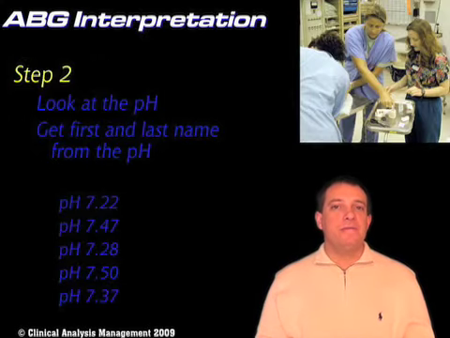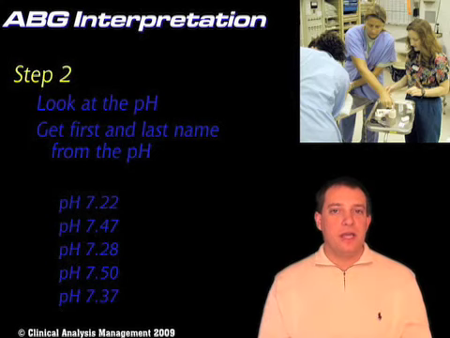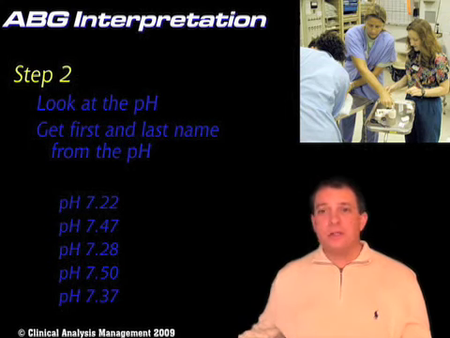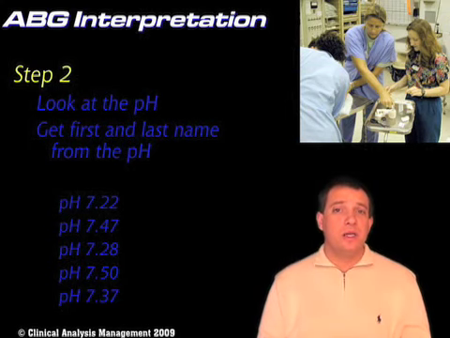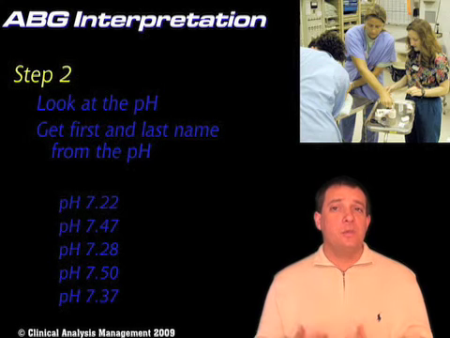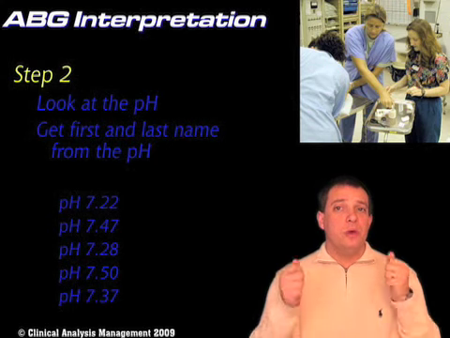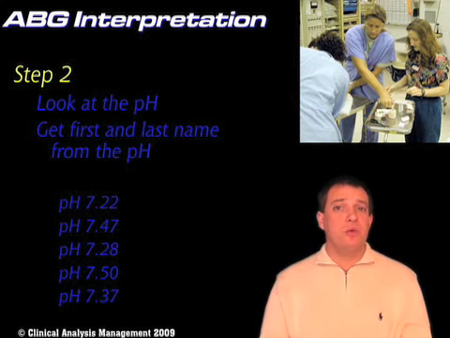In step two, the very first thing that we're going to do is we're just going to look at the pH. We're going to look at that one number. And based on that one number, we're going to get the first name and the last name. So when we talk about the first name, we said that for the first name we had two choices. We had compensated or uncompensated. Well, how do we determine which is which? Well, it's really simple. What's a normal pH? 7.35 to 7.45. Well, if we've looked and something is abnormal, and thus we're at step two, we look at the pH and we say, is it between 7.35 and 7.45? If the answer is yes, then the first name is compensated.